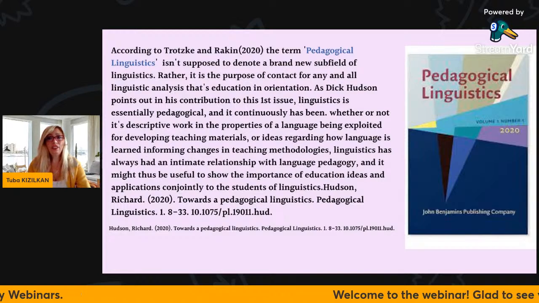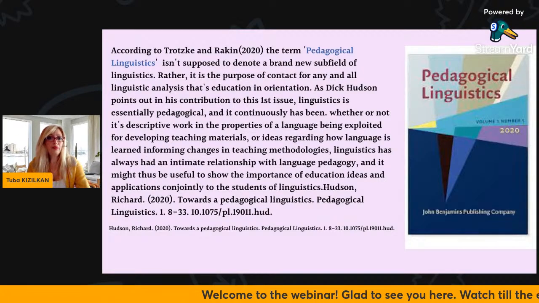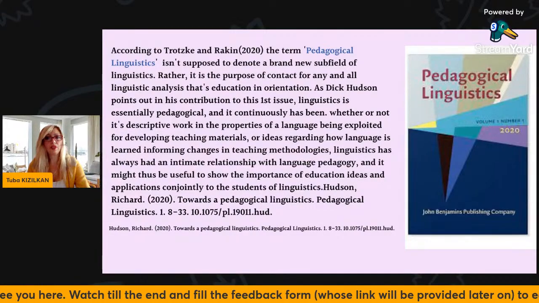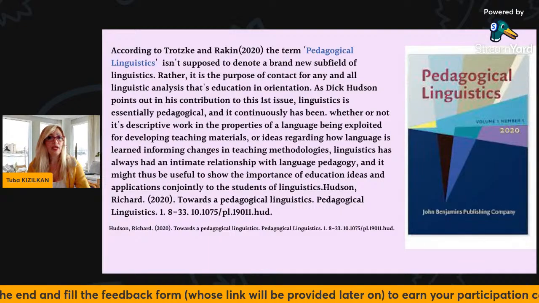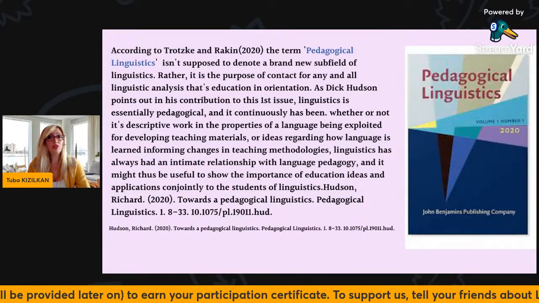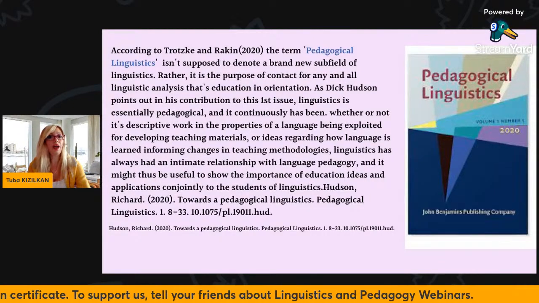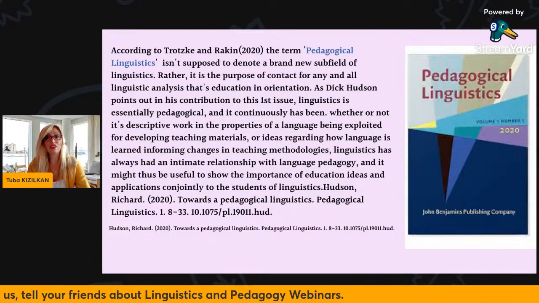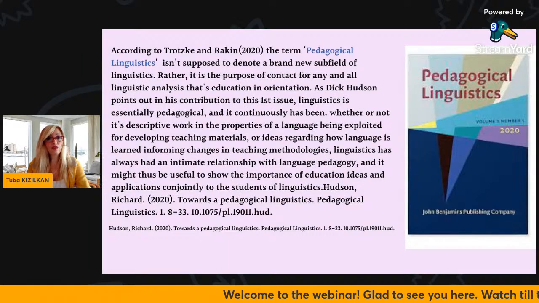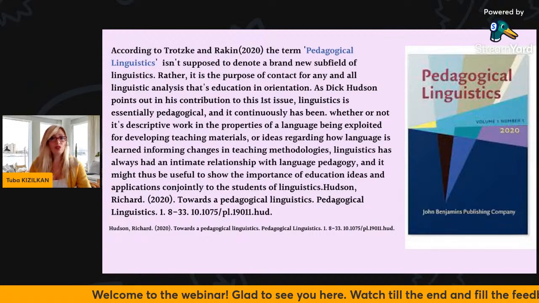So, actually, linguistics is already pedagogical, and it continuously has been. Whether or not it's descriptive work on the properties of a language being exploited for developing teachers' materials or ideas regarding how language is learned, informing changes in teaching methodologies, linguistics has always had an intimate relation with language pedagogy, and it might thus be useful to show the importance of education ideas and applications conjointly to the students of linguistics.